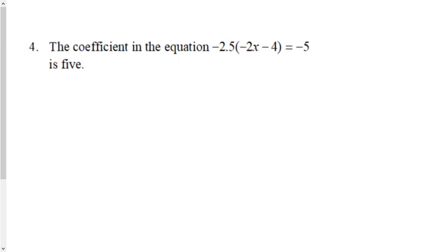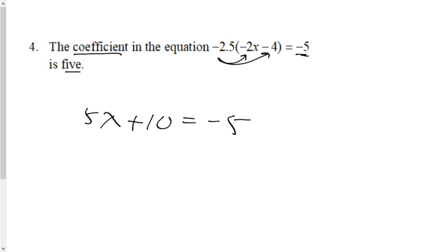And finally, your last question, the coefficient in the equation, negative 2.5 multiplied by negative 2x minus 4 equals negative 5. The coefficient is 5. Well, you might have said false, it's negative 5. And then I'd be like, no, that's not true. If you expanded this using distributive property, negative 2.5 times negative 2 is 5. So it would become this equation. So this equation here and this equation here are the same thing. And when we look at it in expanded form, we do see that the coefficient is 5. So therefore, this is true. The coefficient is 5.